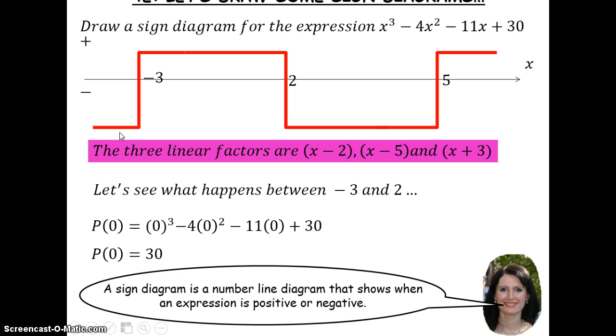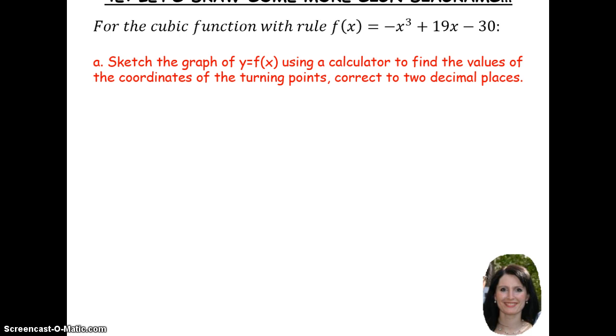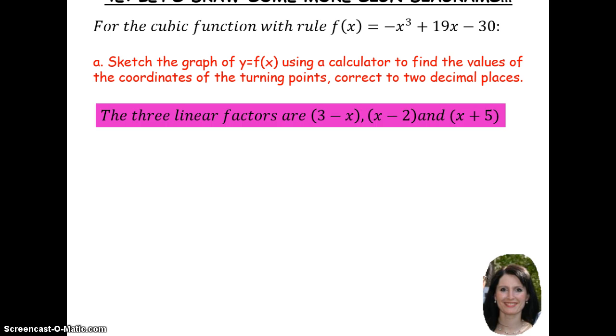So really, a sign diagram is just like a number line that shows when the expression is going to be positive and when it's going to be negative. Let's do something else. Let's try doing the cubic function negative x cubed plus 19x minus 30. We want to sketch the graph using the calculator to find the values of the coordinates of the turning points. So we find that there are three linear factors of that.